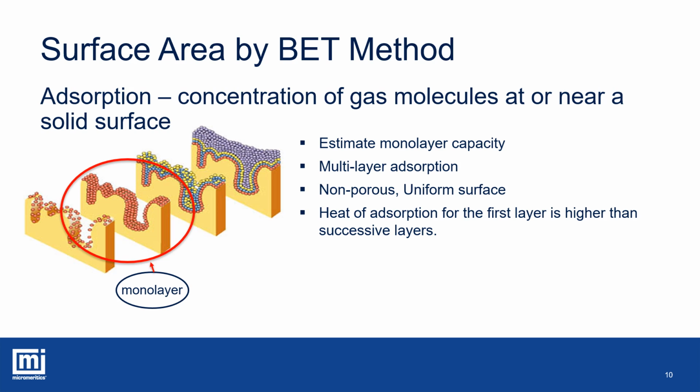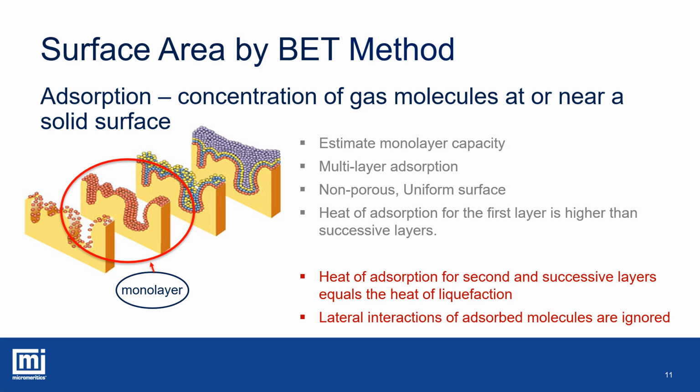The heat of adsorption for the second and successive layers equals the heat of liquefaction. Lateral interactions of the adsorbed molecules are ignored. So if we take this monolayer and we know the number of molecules, n sub m, and we know Avogadro's constant, and we know the surface area covered by one molecule of that gas, and divide that by the mass of the material, we can get the surface area per unit of mass.